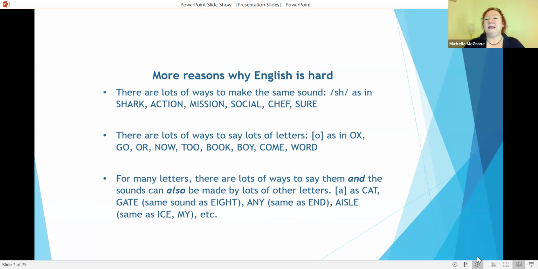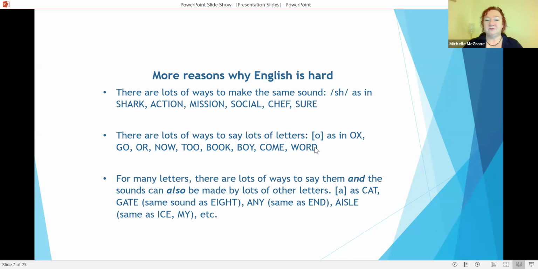Add into the mix a few examples of why English is hard. Consider all of the different spellings for the sound sh. Many students will proudly point to the sh spelling as the spelling for the sound sh, whereas in fact it's only one. If you look at words like action, mission, social, chef, sure, you get the point.